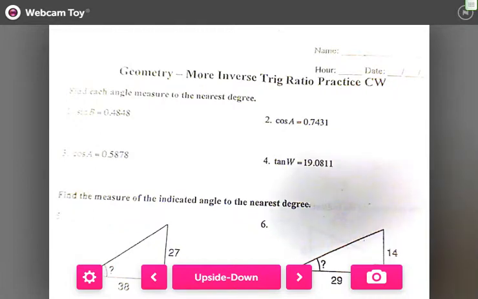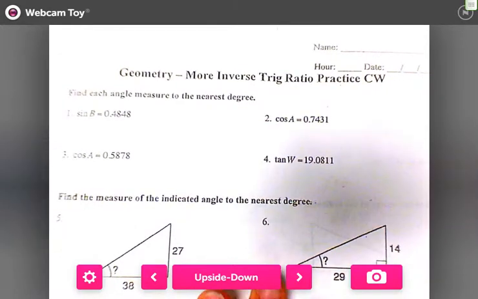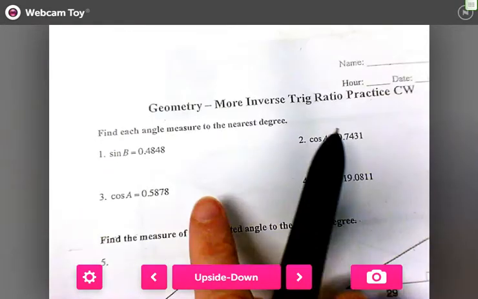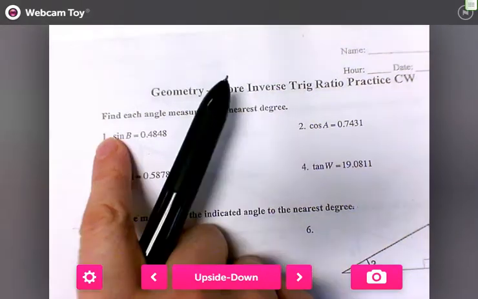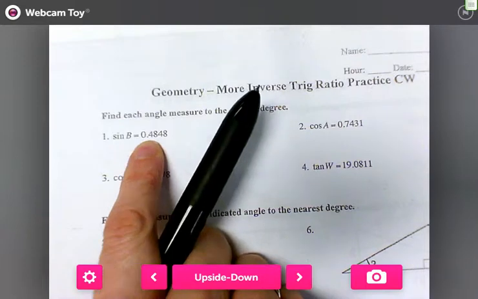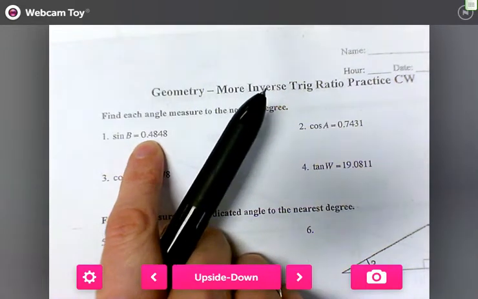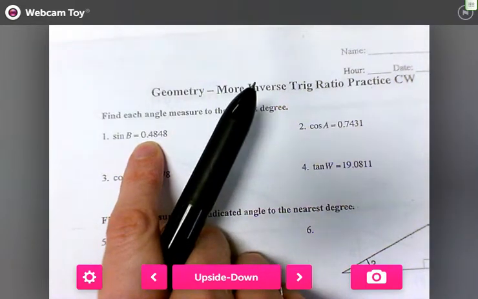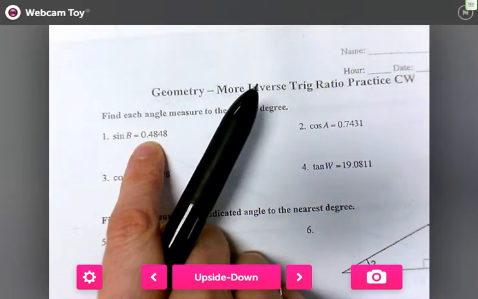All right, we're recording more inverse trig ratio practice. Now, these first ones are probably the ones that are going to look the most confusing. They're just sine b equals this number, 0.4848.